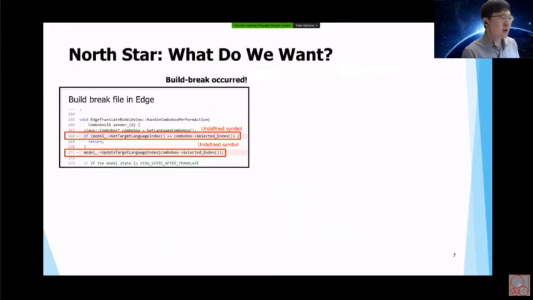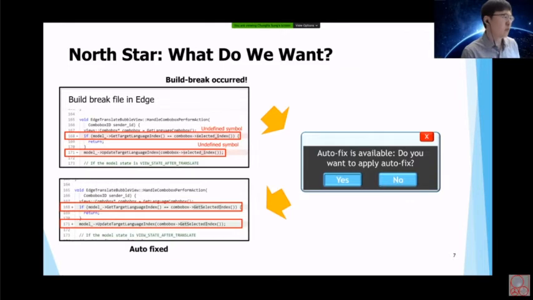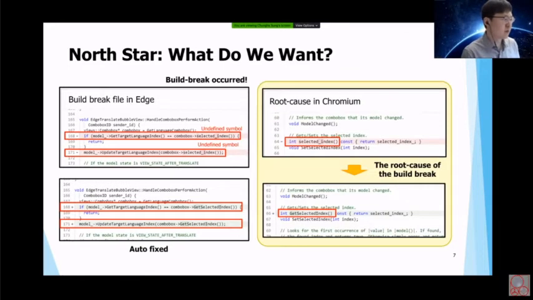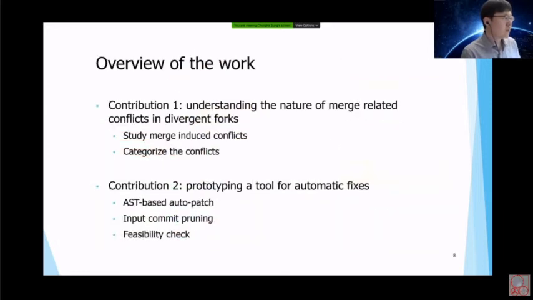So what is the ideal way to save this cost? Here is what we think. First, we have a build break on a specific file, and we provide a magical autofix feature. By clicking this button, it automatically updates the code. Also, it provides the root cause of the build break. Then everyone will be happy as we save a lot of engineering cost. But is this even possible?